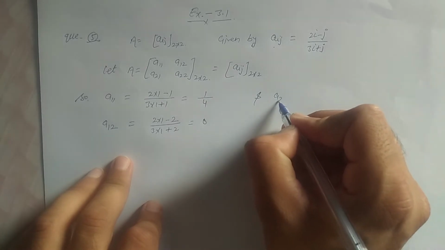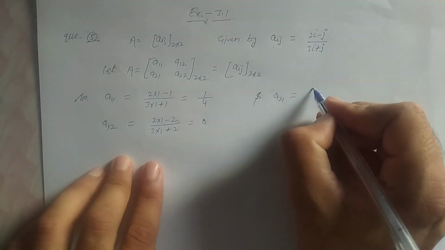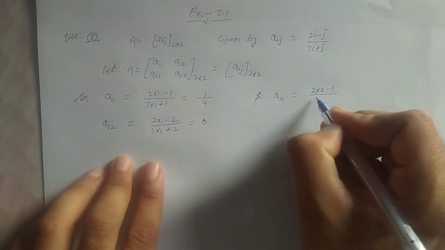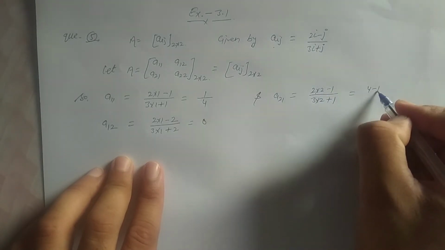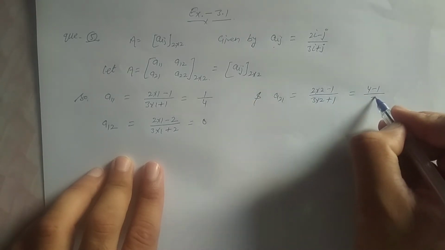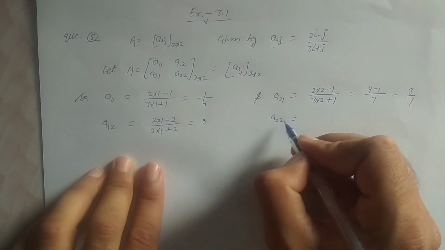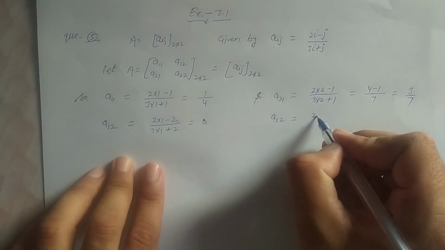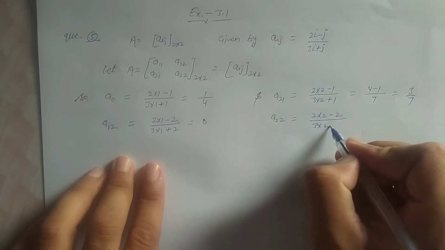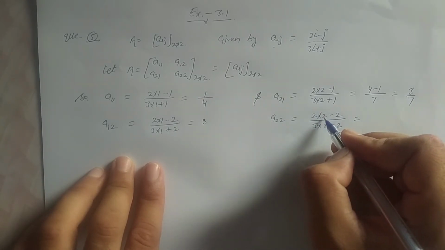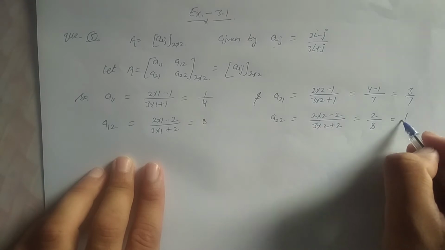A21: i equal to 2, j equal to 1. According to the question, (2 into 2 minus 1) by (3 into 2 plus 1) is equal to (4 minus 1) by (6 plus 1), it means 3 by 7. A22: i equal to 2, j equal to 2. (2 into 2 minus 2) by (3 into 2 plus 2) is equal to (4 minus 2) by (6 plus 2), which is 2 by 8, equal to 1 by 4.